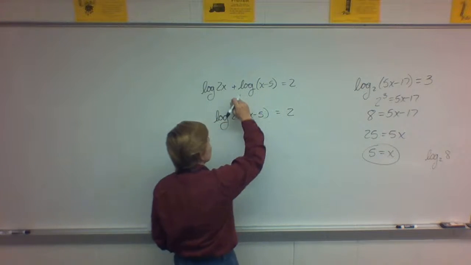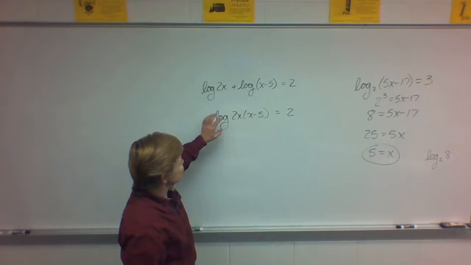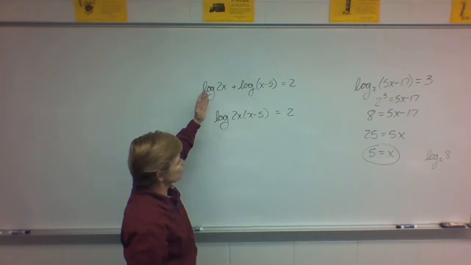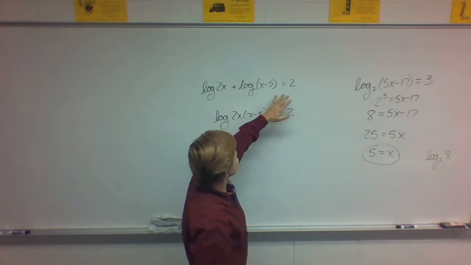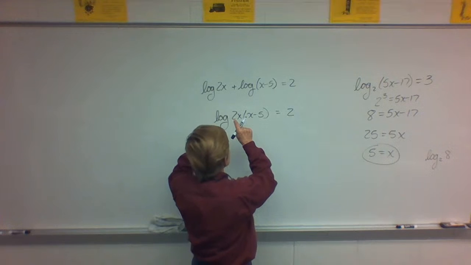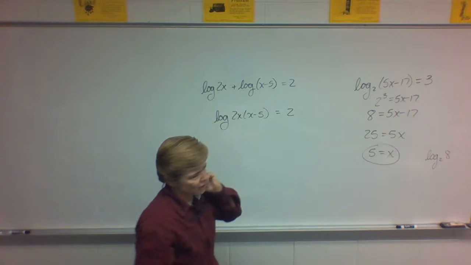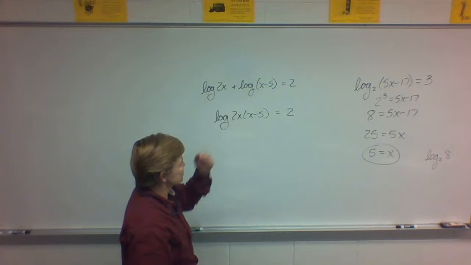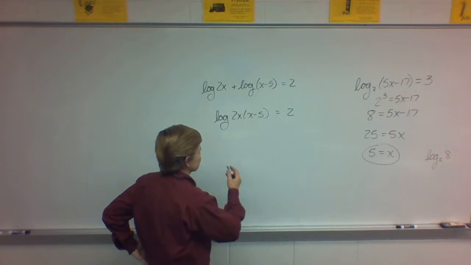Equals 2. It's just a rewriting of this. Now we have a single log. That's the objective between teaching you that stuff, is when you go to solve these things, sums and differences of logs can be chunked together into a single logarithm, and then you change that log to an exponent. How do you change this log to an exponent? What would it look like?